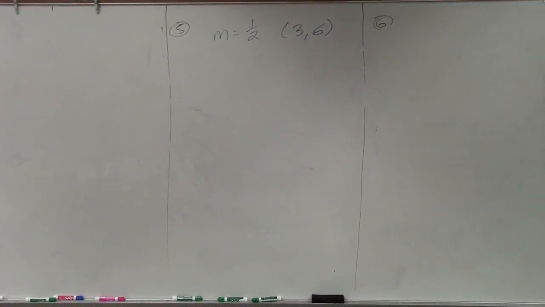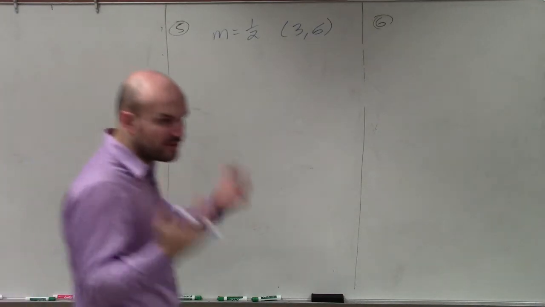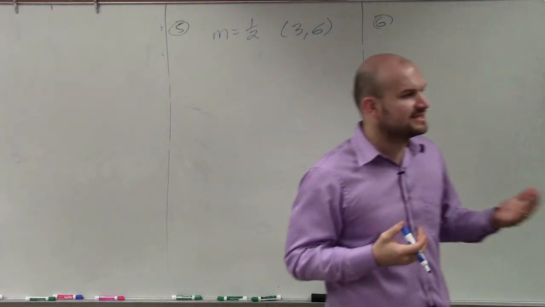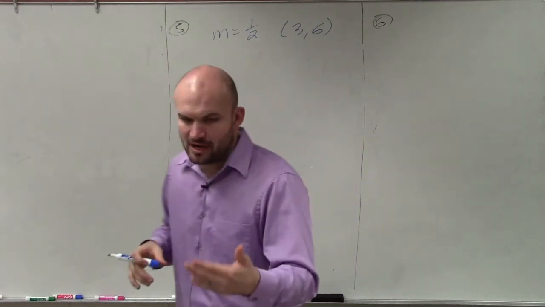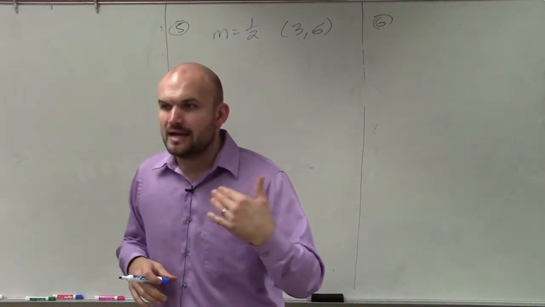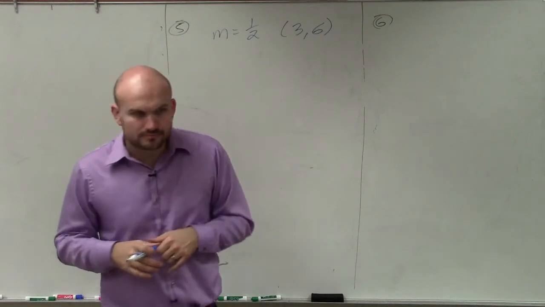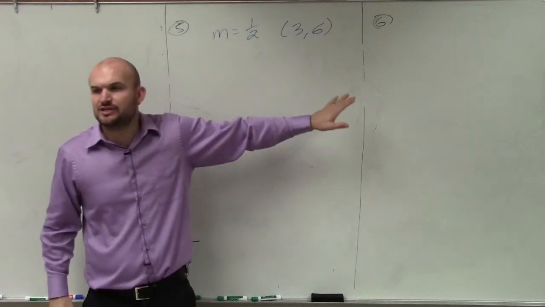All right, ladies and gentlemen, the next one, which is again something that we've gone over, but I want to make sure we review back on this. The next thing that we're going to be working on, Jason, is the first thing we talked about was identifying the slope. Now what we're going to be working on is writing the equation of the line.